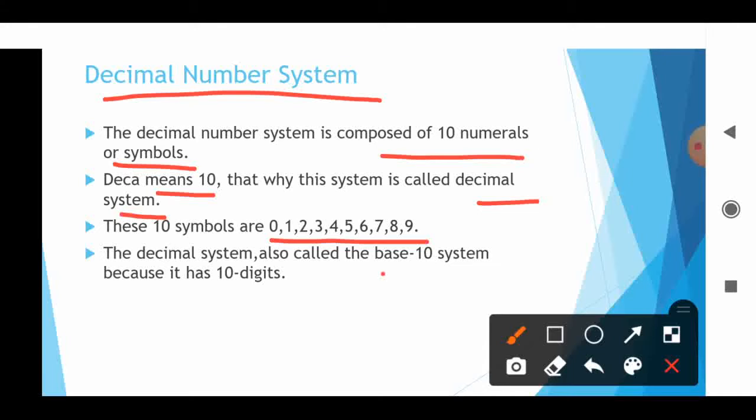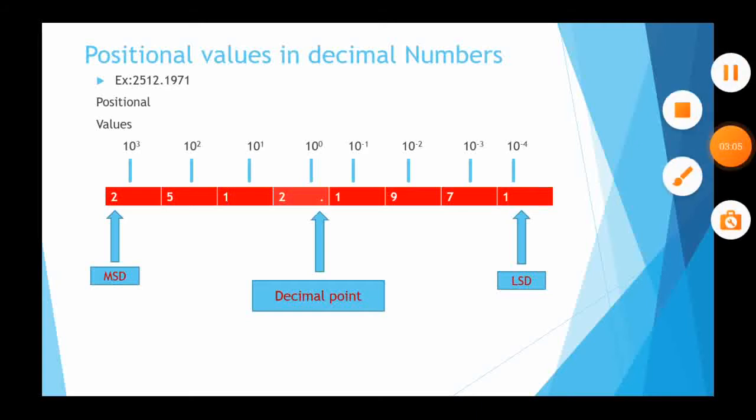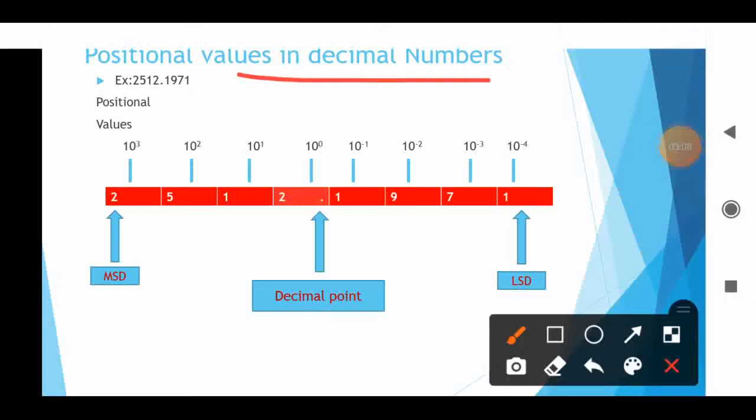It is also called the base 10 system because it has 10 digit values. Did you understand this? So the decimal number system means it has 10 numerals or symbols. The symbols are 0, 1, 2, 3, 4, 5, 6, 7, 8, 9. Deca means 10. That is why this system is called the decimal system. It has 10 digit values.